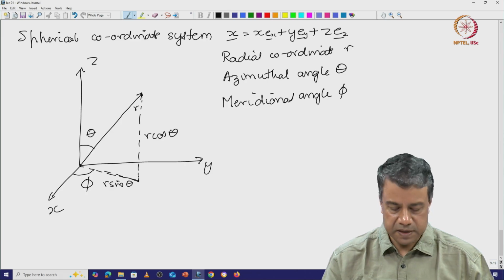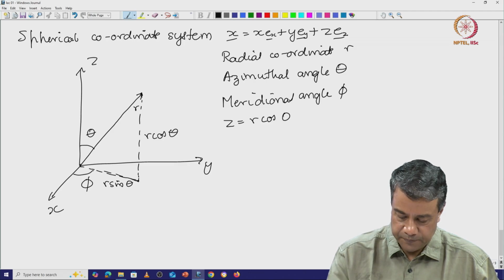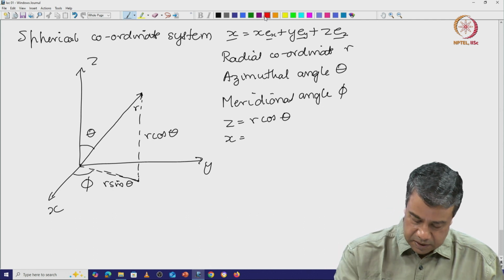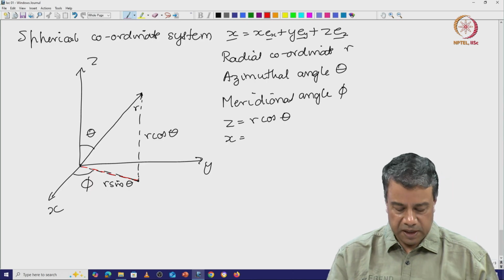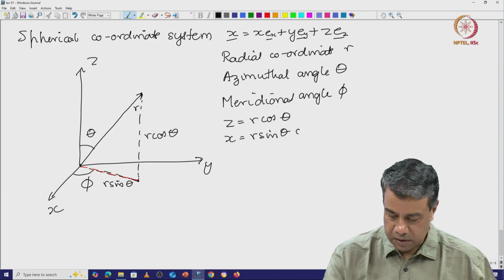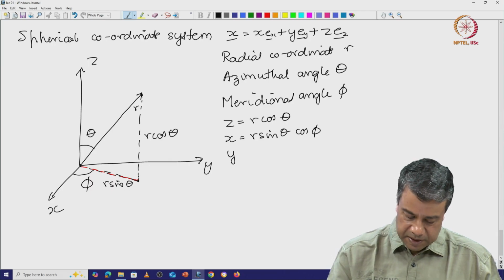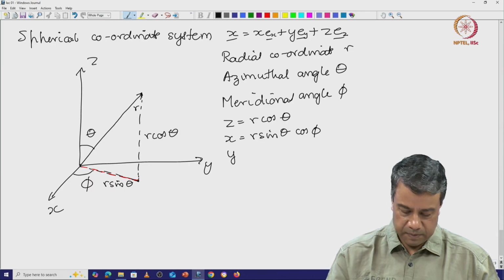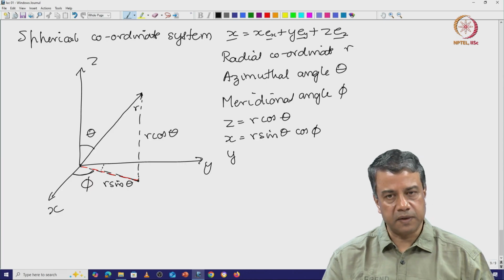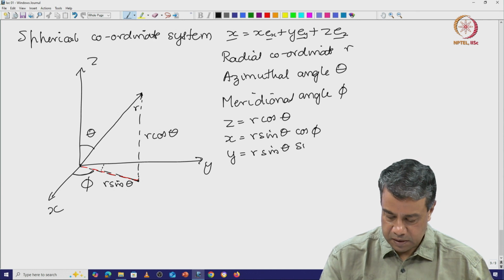So, based upon that, you can easily see that the z coordinate is just equal to r cos theta. The x coordinate is equal to this distance from the origin times the cosine of this angle phi, so this is r sin theta cos phi. The y coordinate is basically the same distance times sin phi, so y will be equal to r sin theta sin phi.